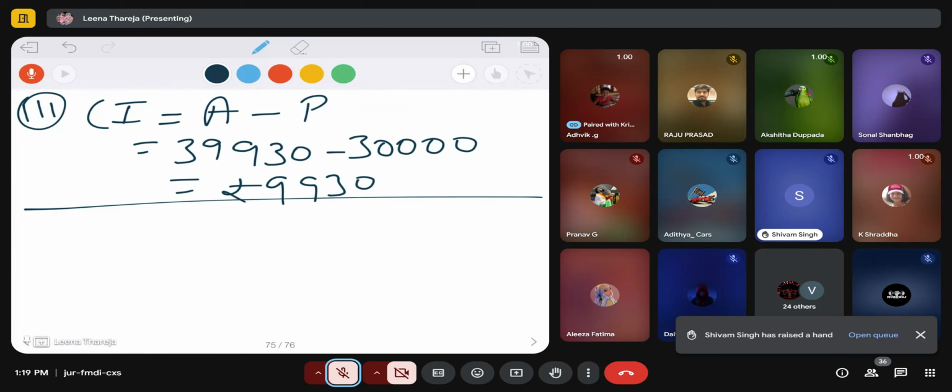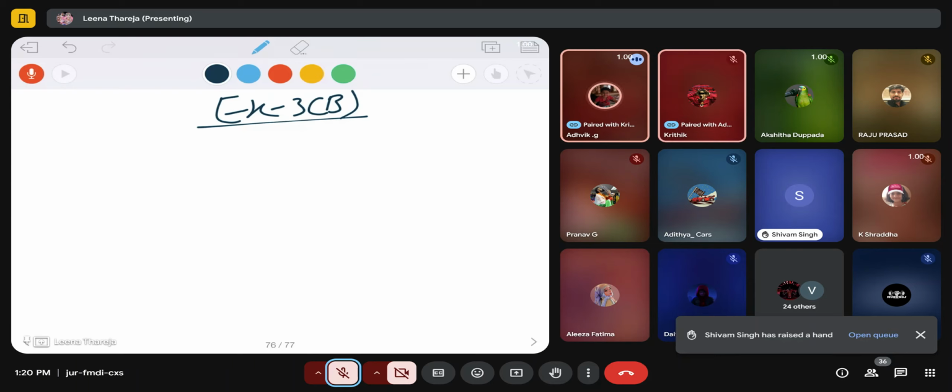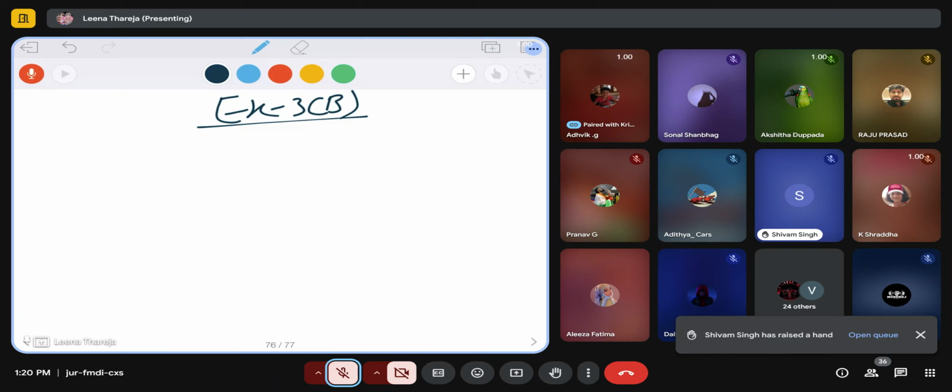Okay. Now they are saying the difference between the simple interest and compound interest on a certain sum is 54.40. That is the first question to you all. What is the 54.40? Difference between simple interest and compound interest on a certain sum is 54.40. CI minus SI. Always CI will be more than the SI. So CI minus SI is given to you, 54.40.